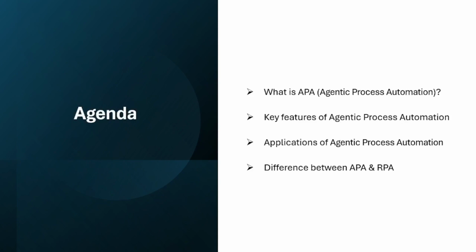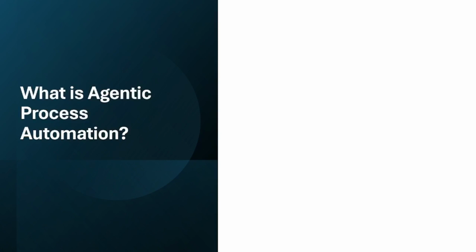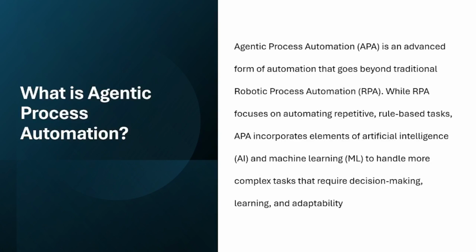In today's video, we will learn about agentic process automation, and then we will learn about key features of APA and applications of APA, and then we will learn about what is the difference between agentic process automation and robotic process automation. So the first question is, what is agentic process automation?